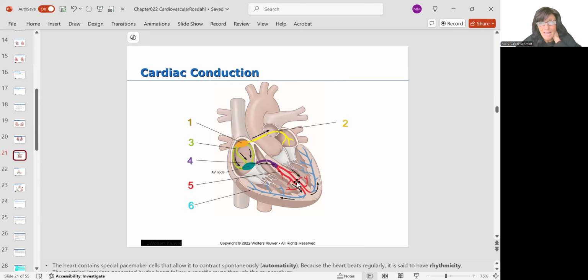20 to 40 beats a minute's not a lot of beats a minute. You're probably going to pass out. You're probably going to be dizzy. 40, 20, okay, that's very slow. A normal heart rate is 60 to 100 beats per minute, okay?